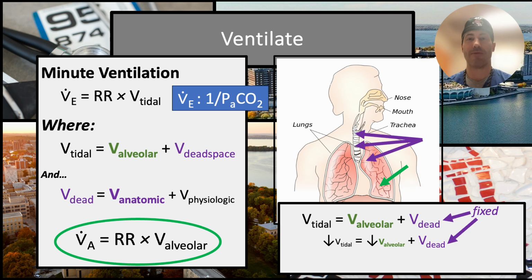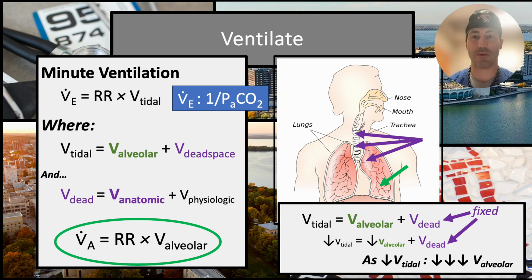So if you compare a 500 mil tidal volume to a 250 mil tidal volume, you didn't lose half of your ventilation of CO2. You lost much more than half of your ventilation of CO2 because the actual alveolar portion of that goes down, down, down. So as tidal volume goes down, your minute ventilation goes down even more. This is a very key concept when we're adjusting the ventilation for a sick patient.